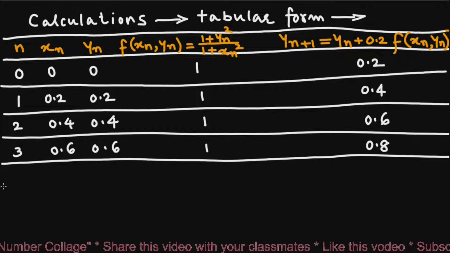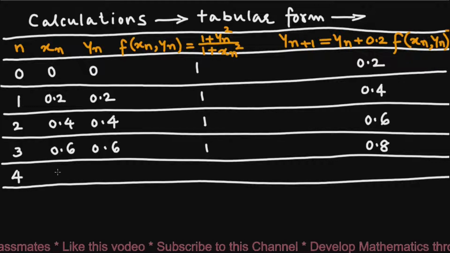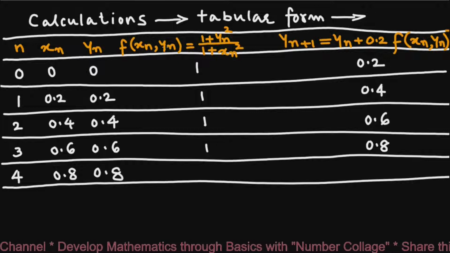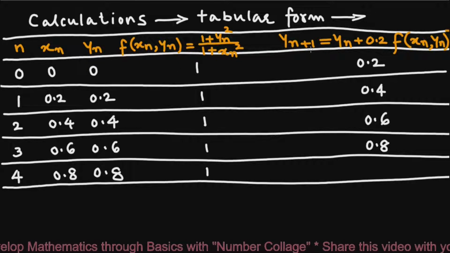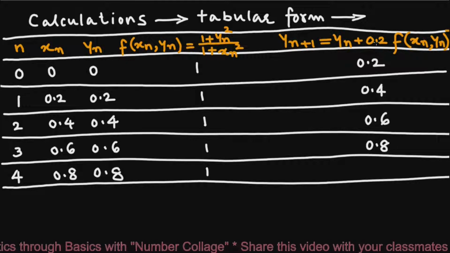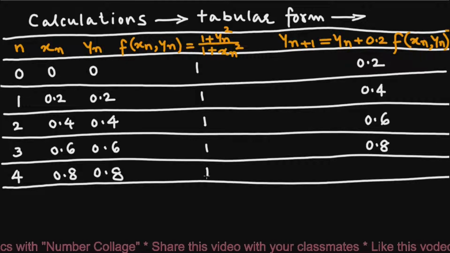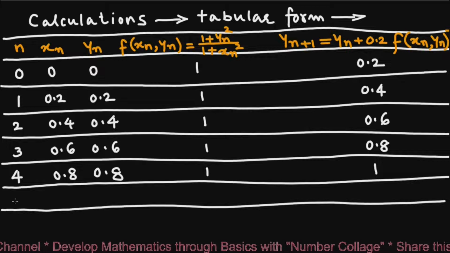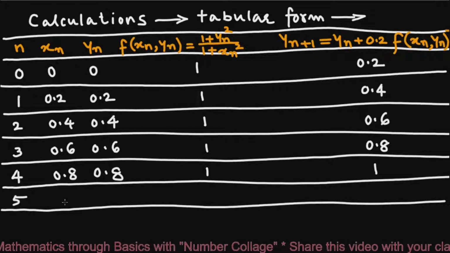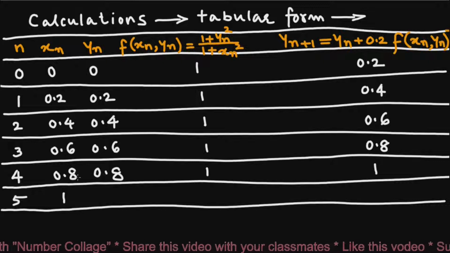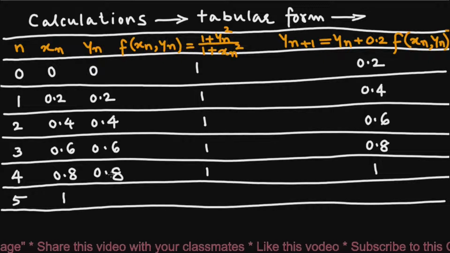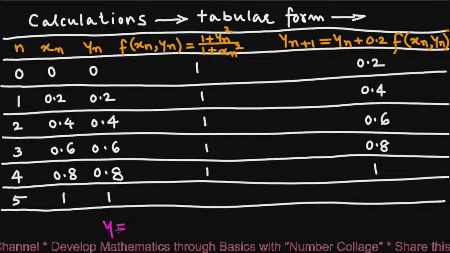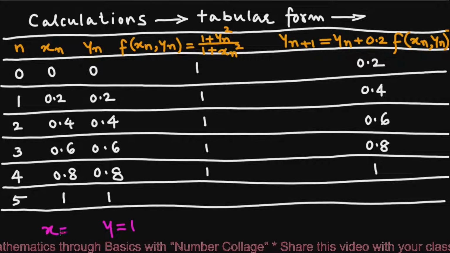In the fourth row, n equals 4, xn is 0.8, yn is 0.8. f of xn yn is 1. So yn plus 1 will be 0.8 plus 0.2 multiplied by 1. So that will be 1. And finally, in the fifth row, we write n equals 5 when xn equals 1, which is 0.8 plus 0.2. Yn will also be 1. And this gives us approximate value of y equals 1 when x equals 1.